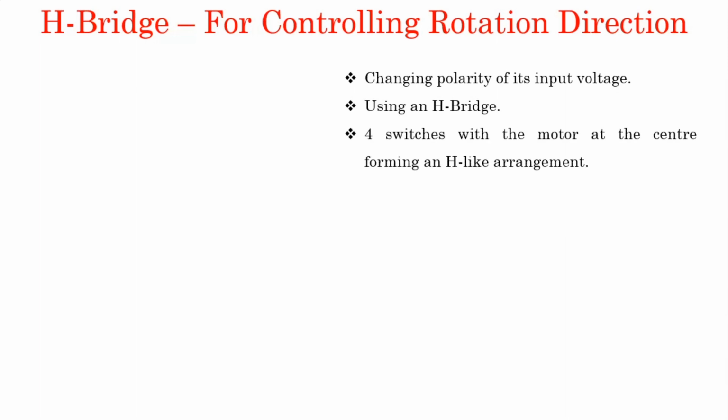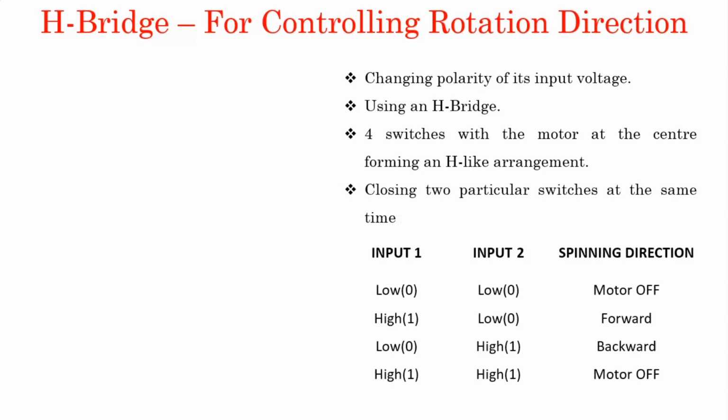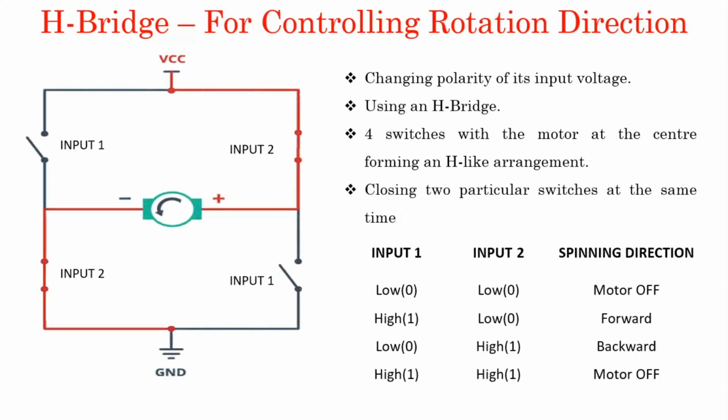By changing the polarity of the supply voltage externally, we can change the direction of the rotation. But again, this is impossible in a moving bot. So we use an H-bridge circuit made of 4 switches with the motor at the center to change the voltage polarity internally. This is done by closing 2 particular switches at the same time. When input 1 is high, the motor rotates forward. And when input 2 is high, the motor rotates backward.